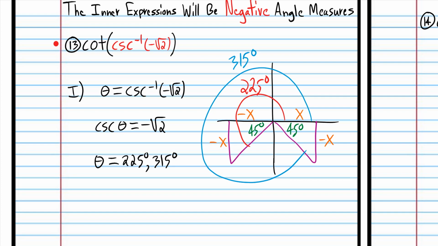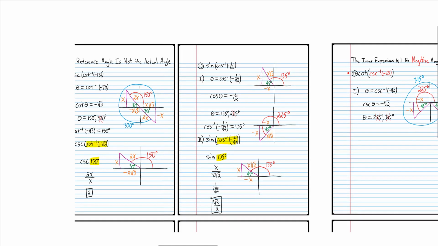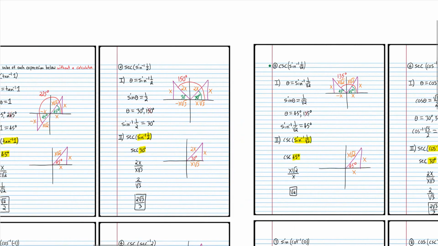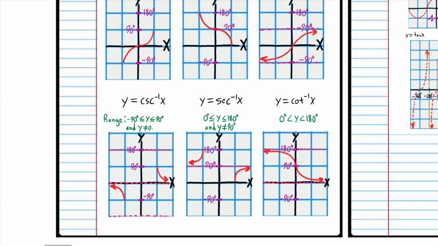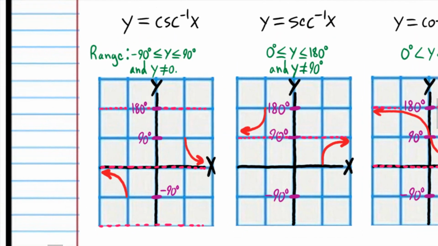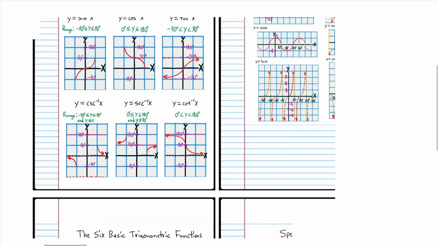But this is going to be a slightly different problem because neither of these angle measures work. Our cosecant inverse expression has range restrictions, and neither 225 nor 315 actually work. And again, if you want to see the range restrictions, just go to your graphs. Here's the graphs. Cosecant is restricted. You can see by looking at the graph, or you can see by looking at the inequality here. Cosecant inverse must be between negative 90 and 90 degrees.